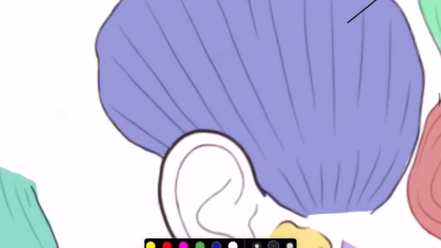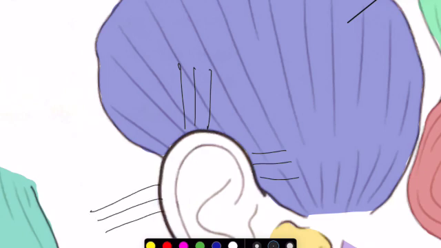So these are your anterior, superior, and posterior auricular muscles. Auricular is another word for ear. So these muscles move and wiggle your ears. So 18A is going to be right here for anterior, 18S for superior, and 18P for posterior. Okay.